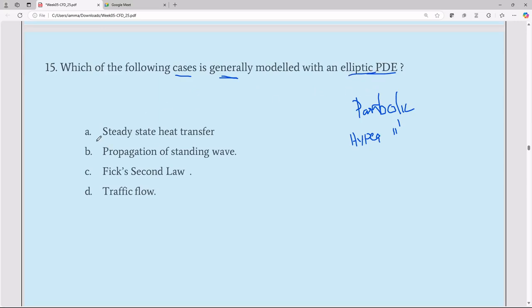So the options are: option A, steady state heat transfer; option B, propagation of a standing wave; option C, Fick's second law; option D, traffic flow. So which among the following is most generally modeled with an elliptic type of PDE? You can inbox your answers.